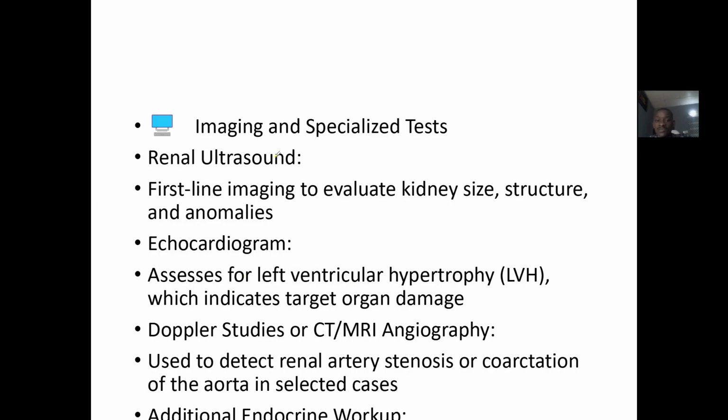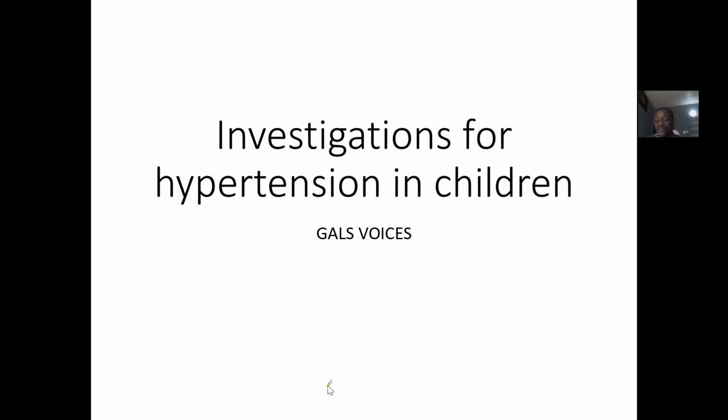For imaging and specialized tests, you do things like renal ultrasound, which is the first-line imaging to evaluate kidney size, structure, and anomalies. Then echocardiography to assess left ventricular hypertrophy. Then Doppler studies or CT or MRI angiography. That one is used to detect renal artery stenosis or coarctation of the aorta. Okay, so basically these are the various investigations you do.